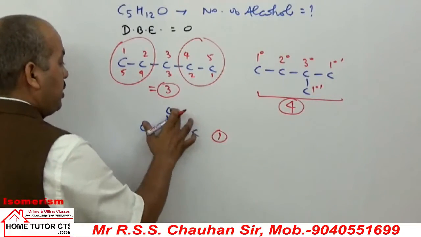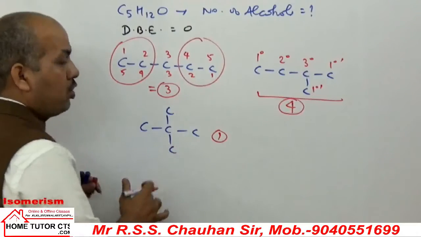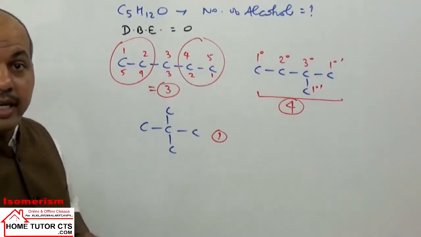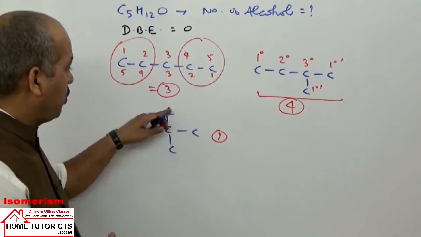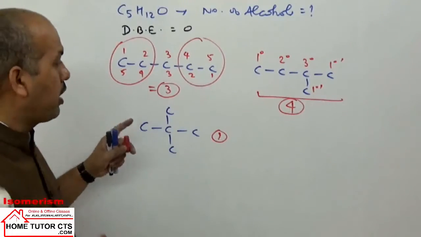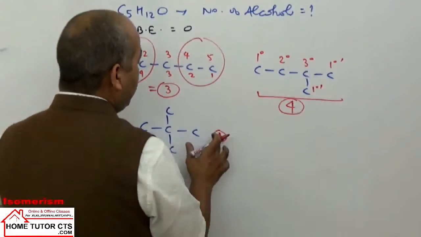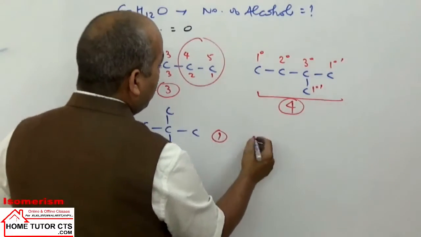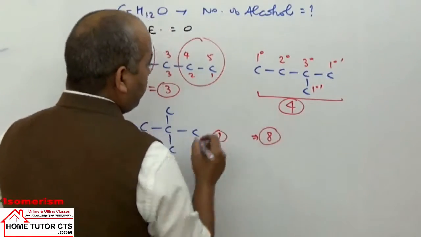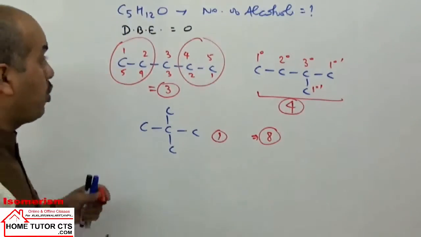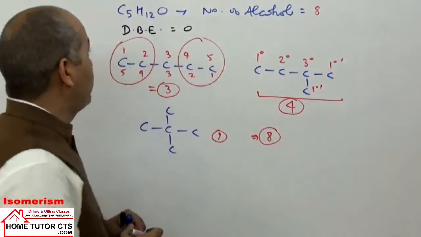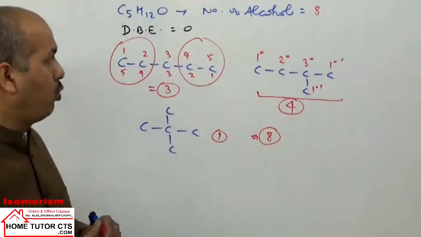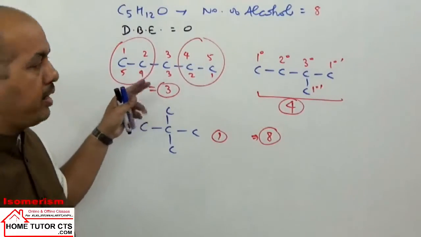We have CH3, CH3, CH3, CH3. All 4 CH3 are equivalent, so we can have any position; introduction of the OH group will be the same. Only 1 counting. So in total how many do we have? 1 plus 3 plus 4. The total becomes 8. So we can have 8 alcohols possible for the compound with molecular formula C5H12O. I hope it is clear.